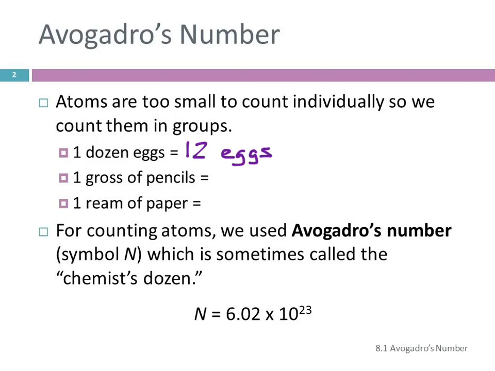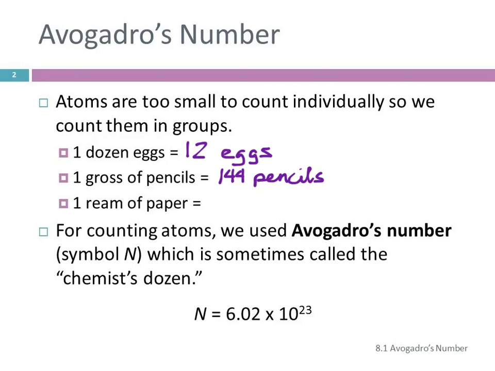Have you heard of the unit gross? Do you know what a gross is? A gross is a dozen dozen. What would that be? 144. So a gross of pencils is not a bunch of disgusting pencils. It's 144 pencils.